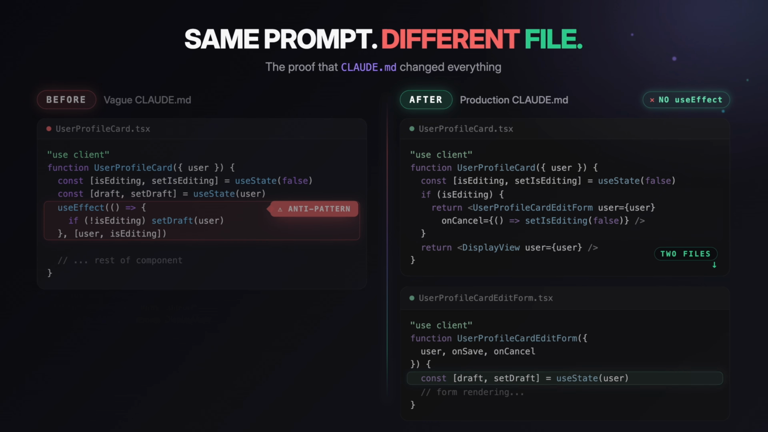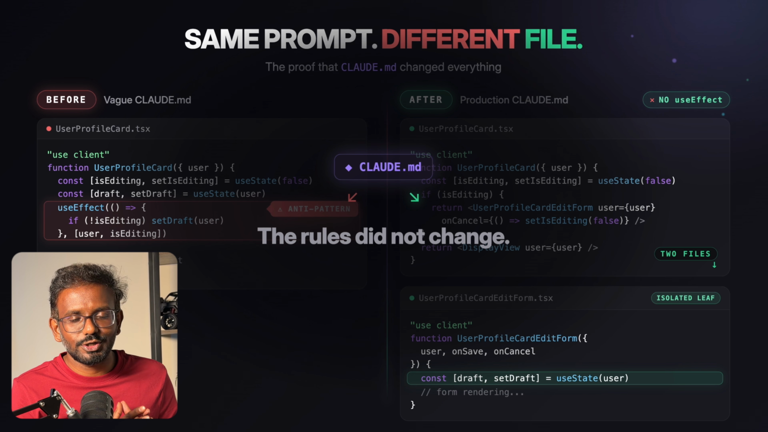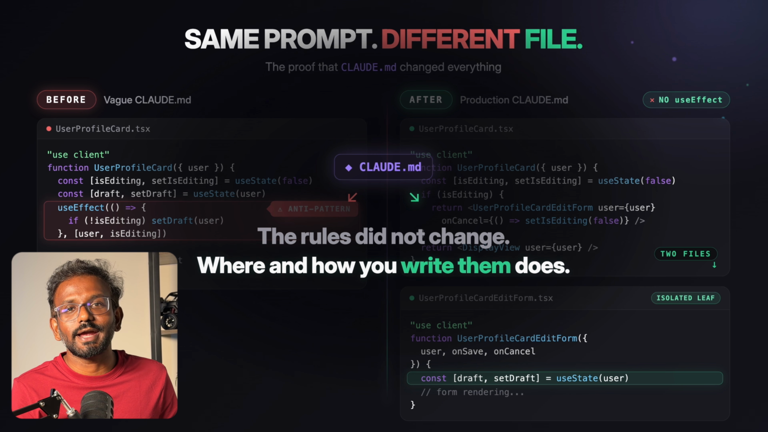So no useEffect anywhere. The form is in its own file, mounting freshly when edit starts, unmounting when it ends. The client boundary is isolated to the leaf, not wrapped around the whole card. And cancelling the edit mode is one line because the source is never touched. Finally, the rules did not change. Where and how you write them does.